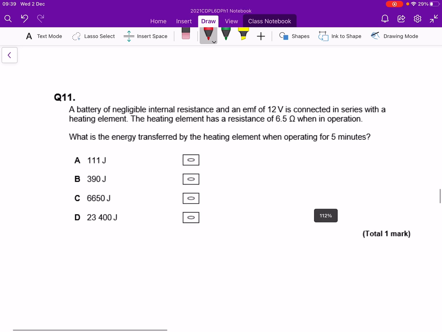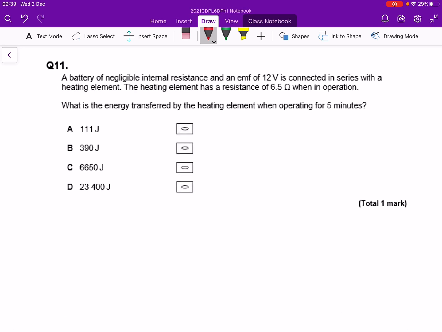Question 11, last one here on the multiple choice. EMF, right, draw a circuit, 12 volts, heating element, so 6.5 ohms. I don't need a circuit, but it just helps me to visualize what's going on. It might help you as well. What's the energy transferred? So E equals IVT. This is power times time, where IV is power.